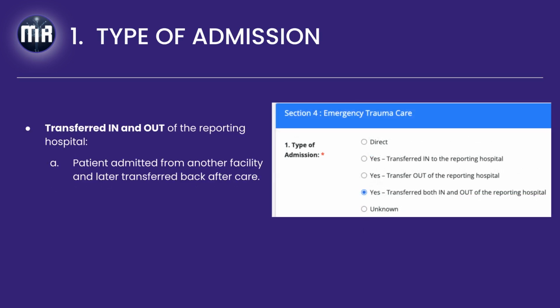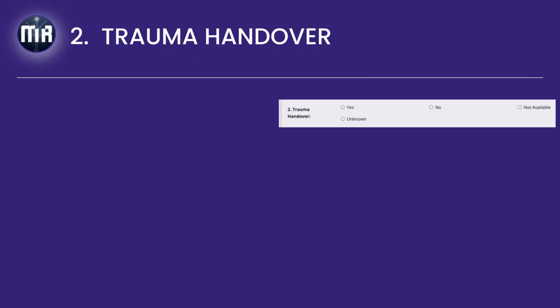Transferred in and out refers to a patient who is admitted to the reporting hospital from another hospital or healthcare facility, and then transferred back to the referring facility after completing care at the reporting hospital. Following the patient's admission type, we now document the critical communication step that occurs at the point of arrival.